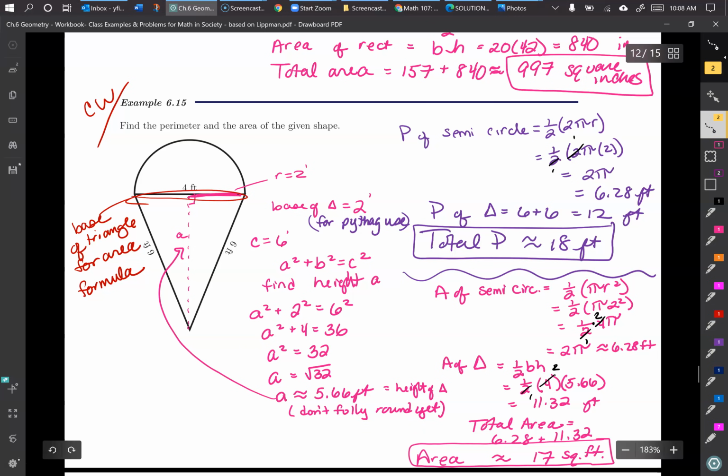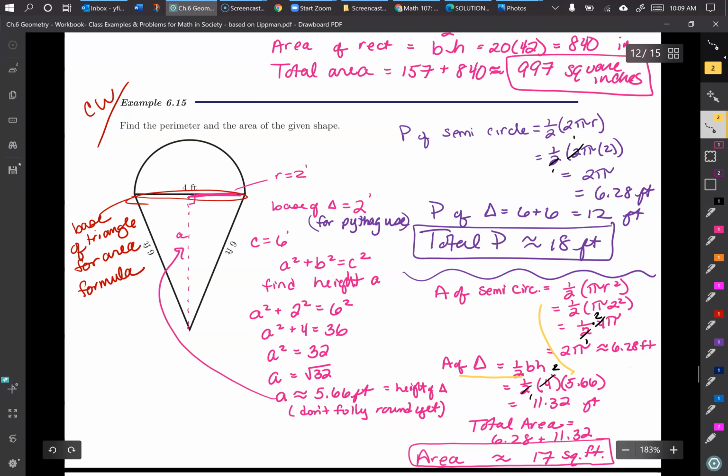We don't want to fully round yet. We want to use that as drawn out as much as we can, so we're not getting too much rounding error. We'll get a little bit. But then when we go in and figure out the area of the semicircle, it is pretty straightforward. You can see that here if you want the steps.